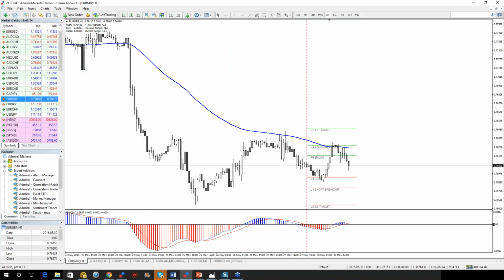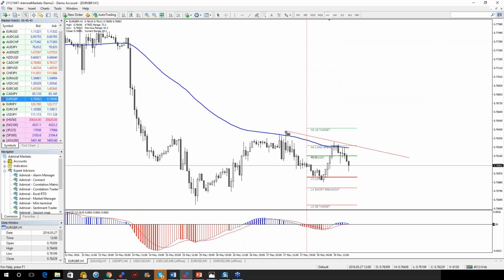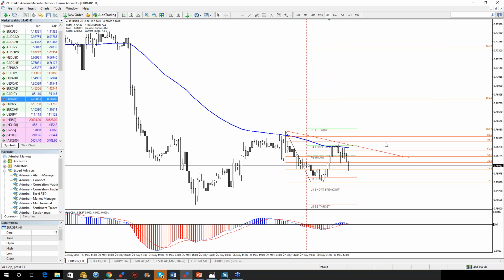As you can see, you could have shorted here. Very, very obvious. I think this is also a Fibonacci number here. You see, to the pip, 78.6. So this is rejecting to the downside slowly, but it's in a downtrend. So pay attention to these confluence points here.